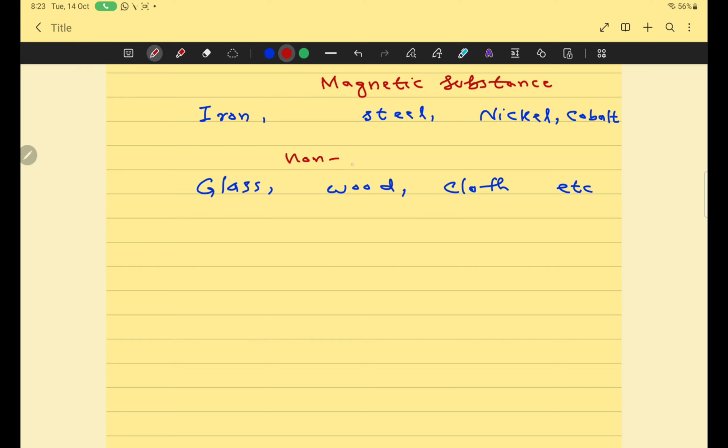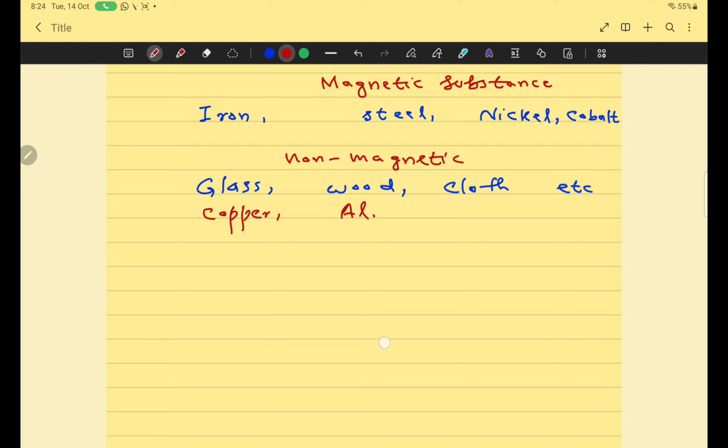Non-magnetic material means they are not attracted, as well as copper, aluminum, etc. These are metals, and all these metals except iron, steel, nickel, cobalt are non-magnetic material. So this is the basic information about natural magnet.